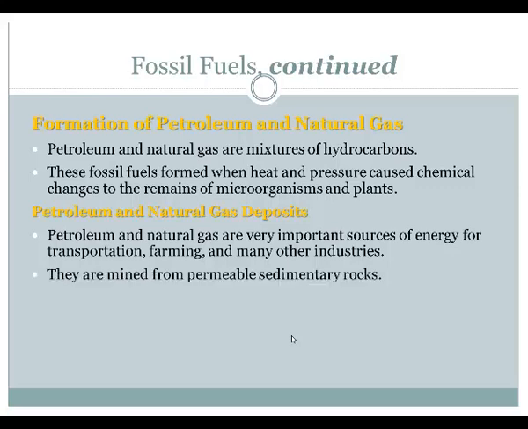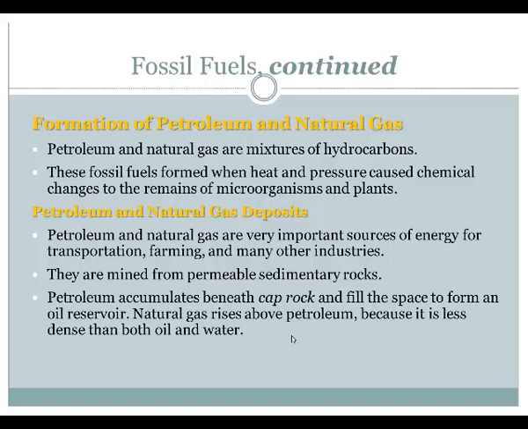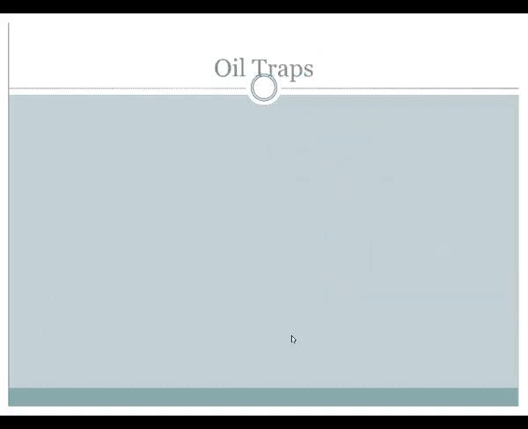They're mined from permeable sedimentary rock. Remember, a permeable rock is one that allows these substances to flow through it. They've got empty spaces between the rocks that allow, once we put a pipe down or we put some type of pump down, we're easily able to pump it back to the surface. The petroleum then accumulates beneath a cap rock, and all the empty space below that fills to form an oil reservoir, and then natural gas rises above that petroleum because it's less dense than oil and water.